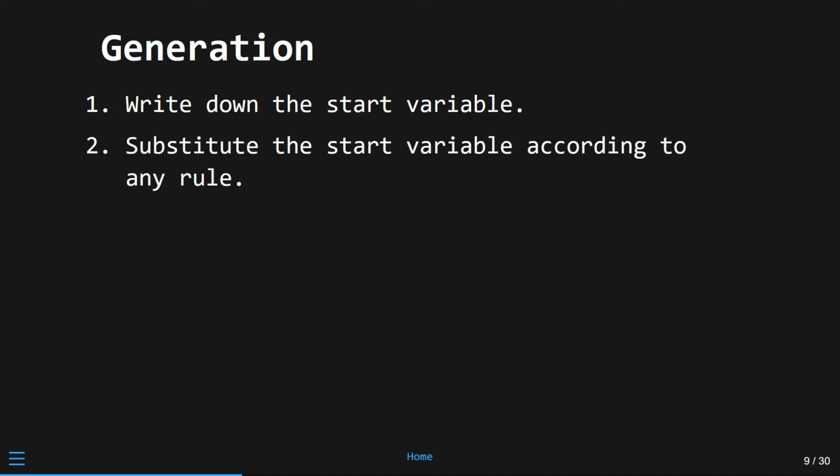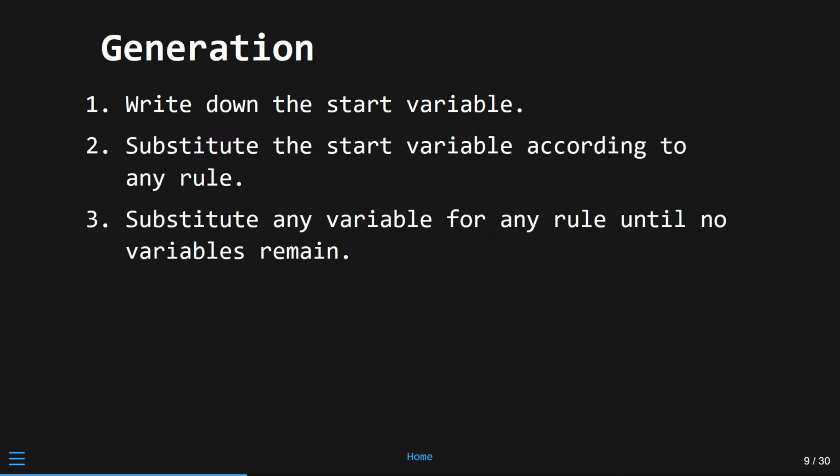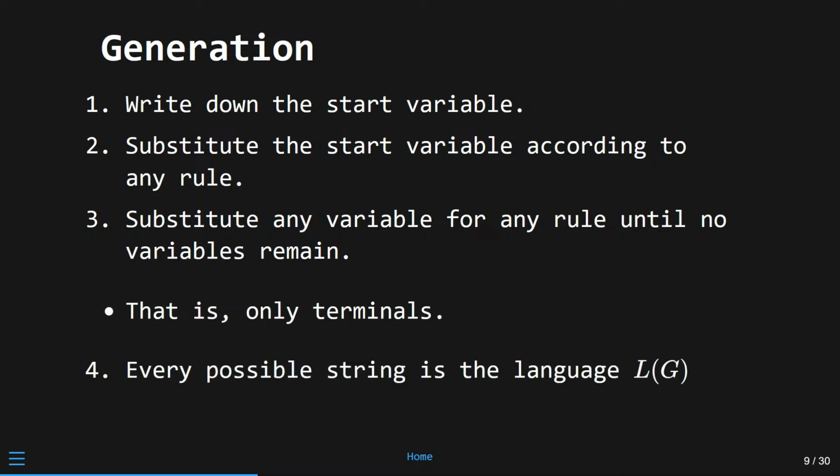Let's go through a process of generation. We're going to write down the start variable, and then we're going to use any substitution rule. In our example, there were 2 substitution rules: S becomes 0, S, 1, and S becomes R. We're going to substitute for any variable until no variables remain. Only terminals. That's why they're called terminals. When you have only terminals, you terminate. That's your return value. You can think of this as a loop that says while there are variables in the string, keep substituting. We're going to loop until there are no variables left. Only terminals.